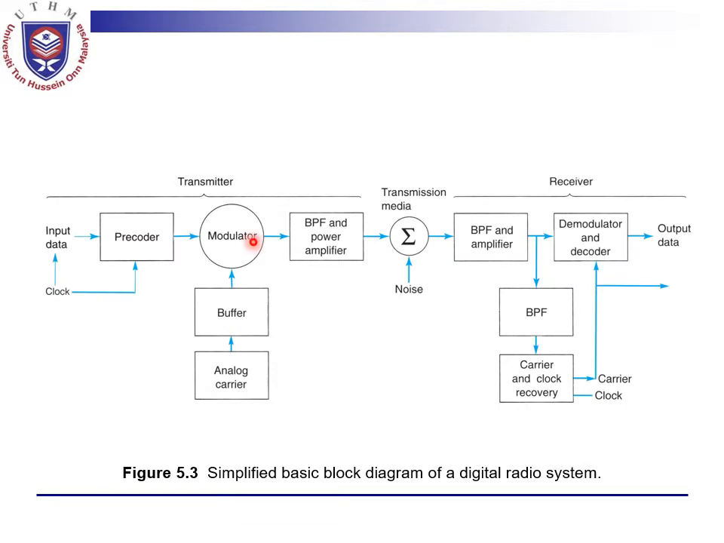This slide shows a diagram of our digital radio system. In this diagram, we have two sides, the transmitter side and the receiver side. At the transmitter side, we have input data, which is the data that we want to transmit to the receiver. At the input data, we have a clock here. What is the function of the clock? Normally the clock is used to control the sequence of the data given to the system. So the clock is used to control the input data to the system.